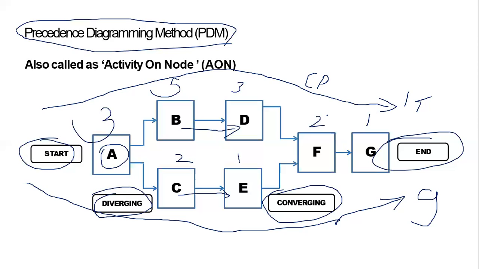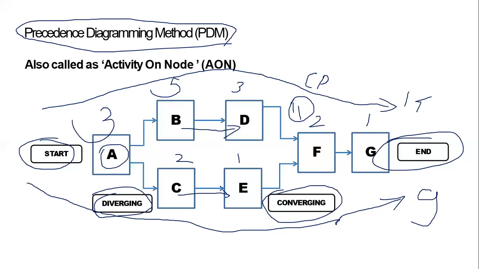Let's talk about something else also. There is something called as float. So what is float? And it is a very important concept from exam perspective. What float is, so imagine that this activity completed in 3 days. B started on day 4th, and it is going to take 5 days, and this is going to take 3 days. So let's say if I add this 8 and 3, so F cannot start until day 11 because it has dependency from this side.